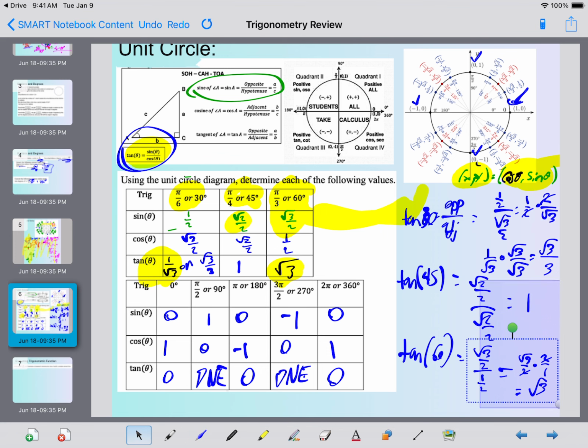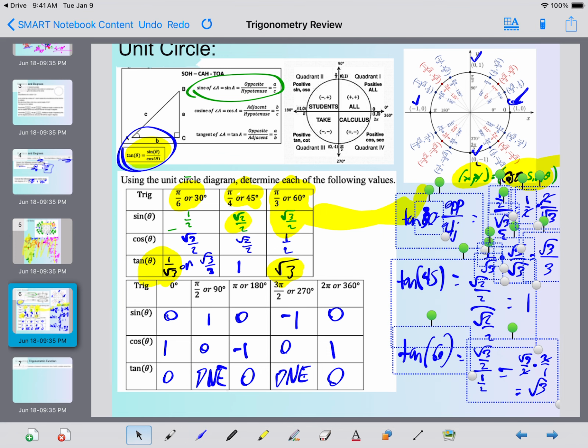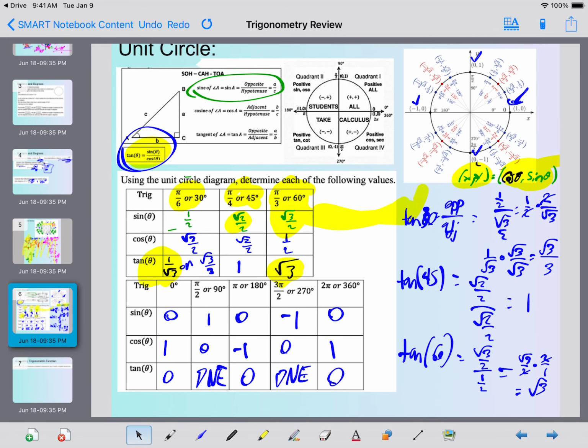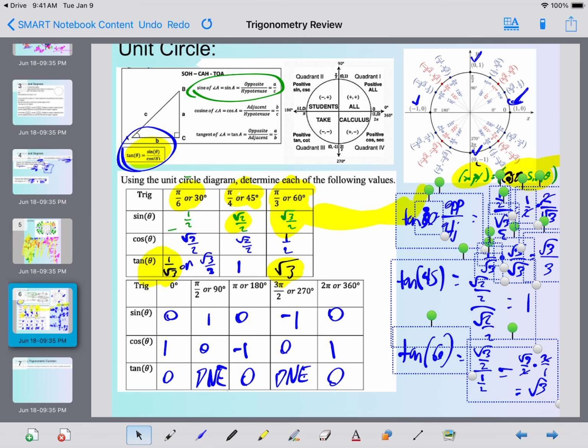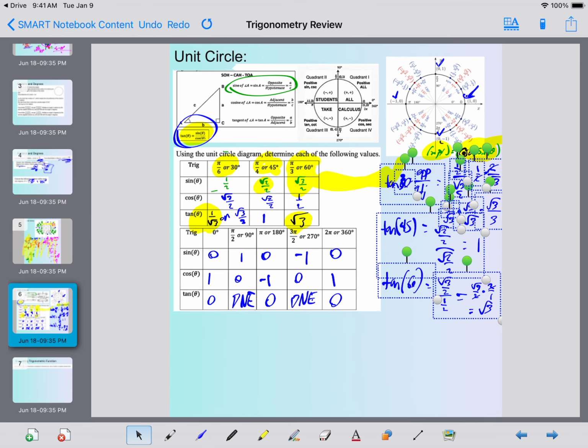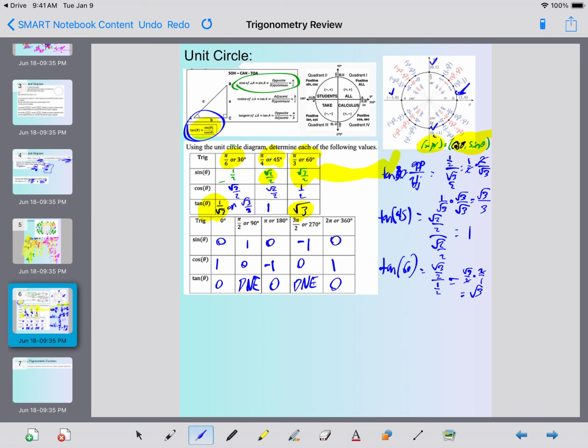So, we will get into graphing. Let me see. That's not the next one. Okay. We're eventually going to get into graphing, right? But just to kind of show what these things kind of look like.